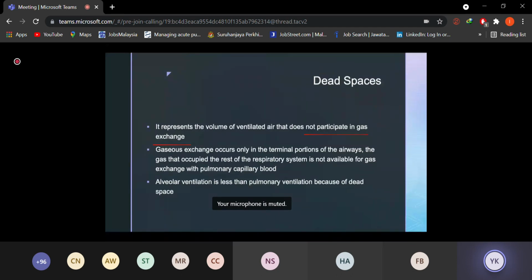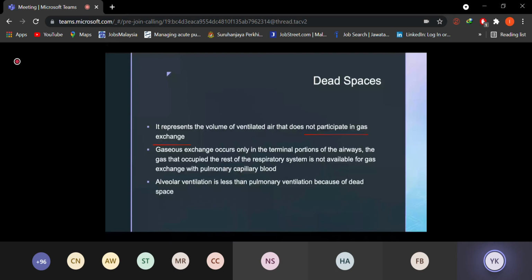There are a few, and we learned about them. Gas exchange occurs only in the terminal portions of the airway, the alveoli. The gas that occupies the rest of the respiratory system is not available for gas exchange at all. So the alveolar ventilation is less than the pulmonary ventilation because of the dead space. The pulmonary ventilation is about 500 mL: you breathe in and breathe out about 500 mL.